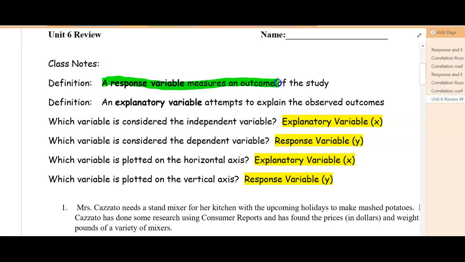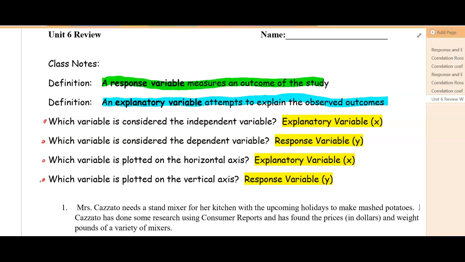So earlier in the unit, we talked about the response variable measures the outcome, and the explanatory variable attempts to explain the response variable. And these four questions that I'm going to put the little bullet next to are four problems that we did during the class, so you could read that. The first learning target is related to question number 1.